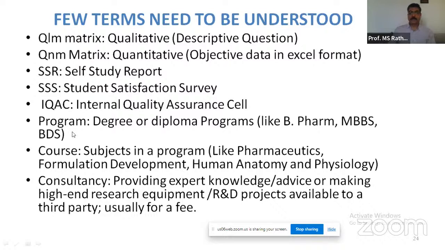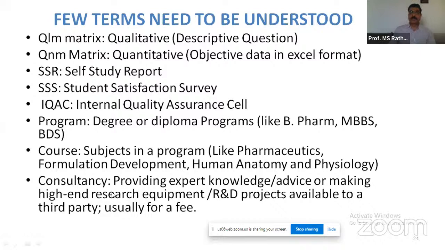In NAAC, the definition of program has been given: the curriculum which is giving a degree or diploma. So this would be known as the program, like Bachelor of Pharmacy or MBBS or BDS or BSc or BCom. While the courses would be known as the subjects in the program, like pharmaceutics, formulation development, anatomy, physiology. So these would be subjects. Theory and practical, both would be considered as the course in the program.